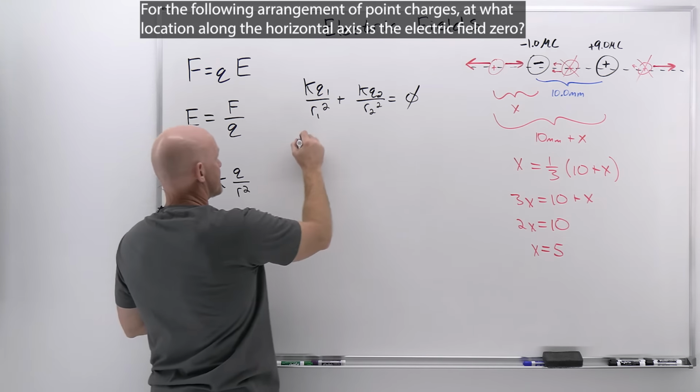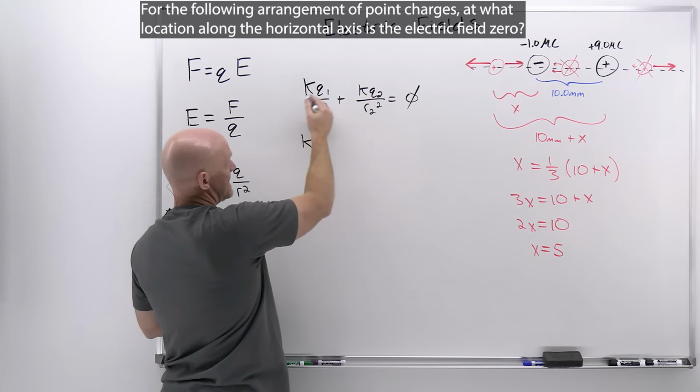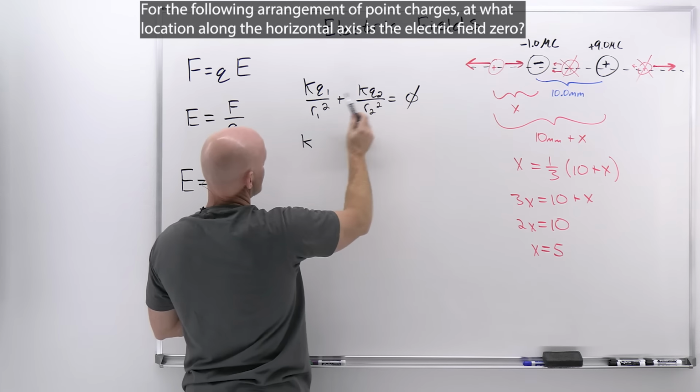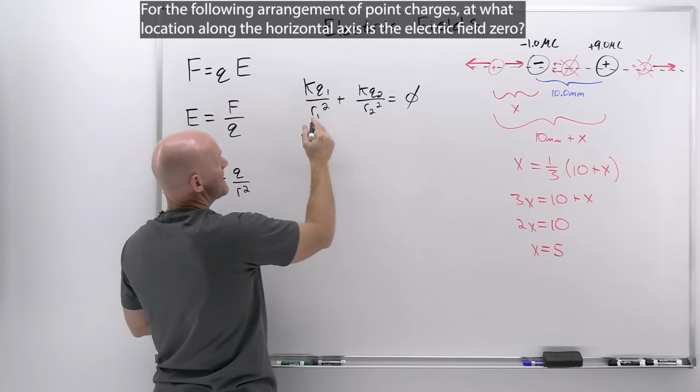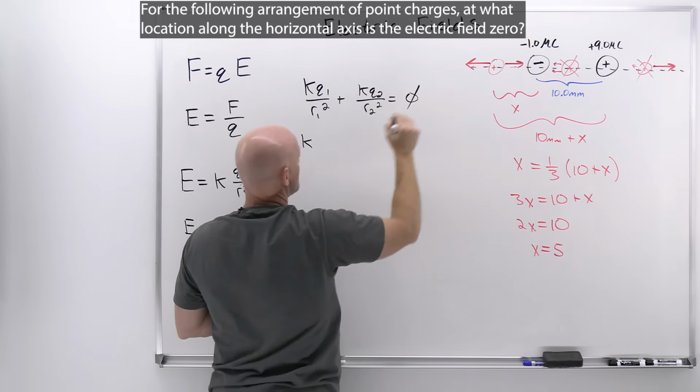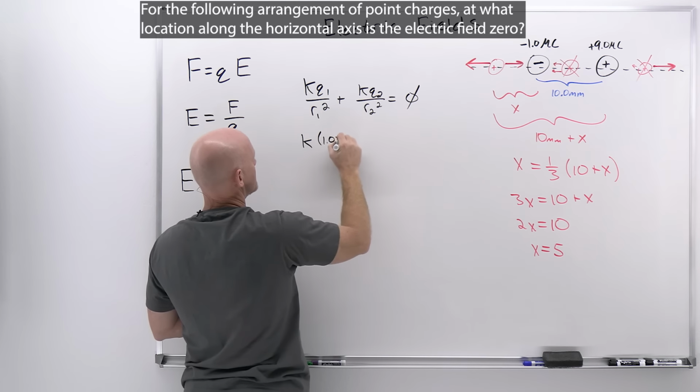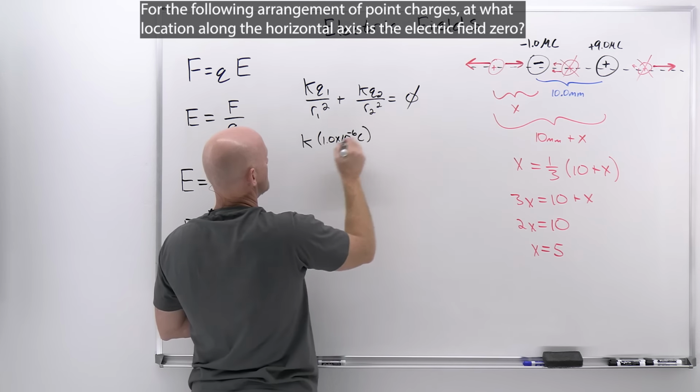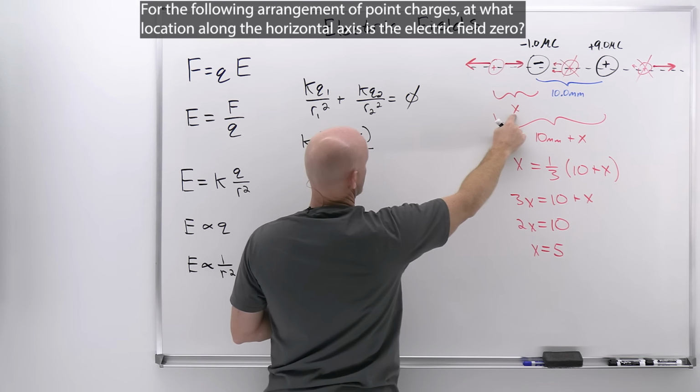I'm going to leave the k's in there for a minute because they're going to cancel anyways. In fact, I could cancel them out right now. I could divide the whole equation, both sides by k, and it would fall out, but I'll leave them in there for now. k times Q1. I'll make Q1 this 1 microcoulomb charge, so 1.0 times 10 to the negative 6 coulombs. And the distance of separation here we called x.